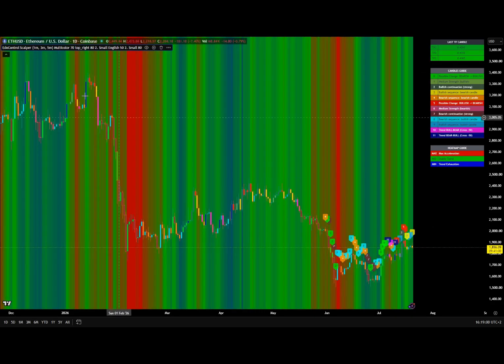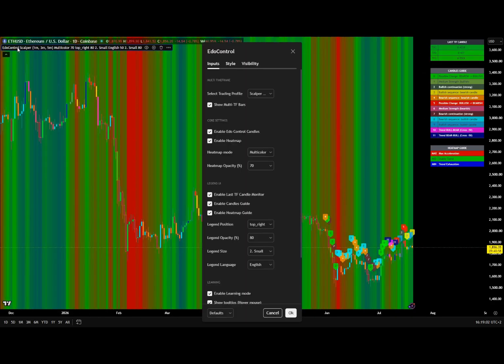The heat map has 3 modes. Let's switch them in the settings. Multicolor, which we just saw, reads the health of the move in 3 zones. Bicolor resolves 4 directional strength states, high or low bullish strength, and high or low bearish strength. And hybrid simplifies it to 2, healthy trend, or warning and exhaustion. Pick the depth of reading you want.